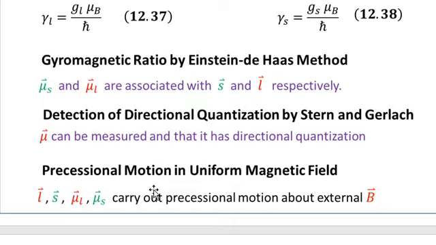Then you know that when we apply the constant magnetic field, there will be a precessional motion of these four quantities: the orbital angular momentum L, the spin angular momentum S, the orbital magnetic moment mu L, and the spin magnetic moment mu S. These four quantities will carry out precessional motion about the external magnetic field. These topics have been discussed in much greater detail in slide number 12.